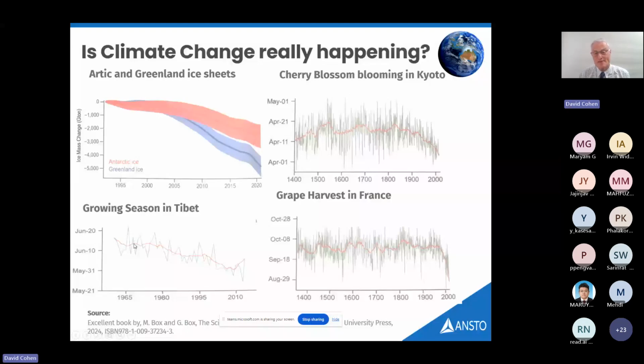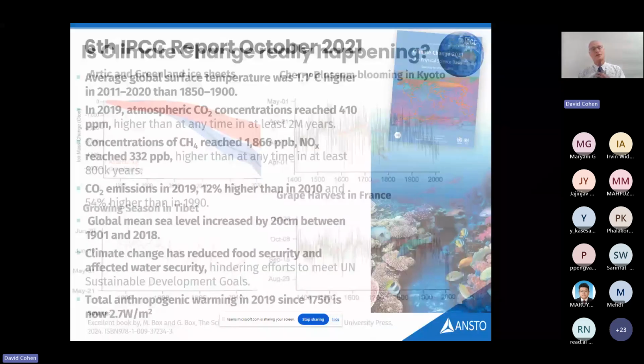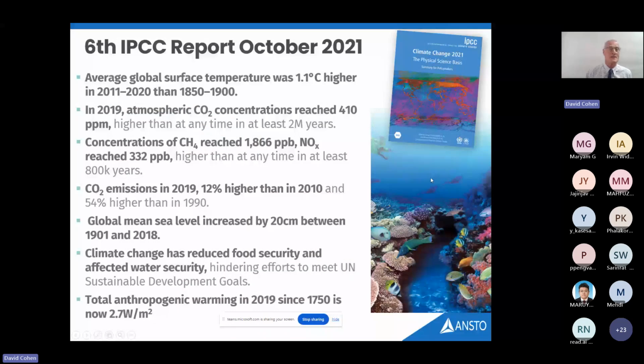And again, we've got the grape harvest in France. This again is another 600 years, and you can see that the variability here is quite low. We're looking at mid to late September, and now we've dropped right back into August with a nice drop. And again, it's in the last few hundred years. So that sort of backs up the whole temperature type changes and climate change that we all, the scientists, agree. And if you go to the IPCC, Intergovernmental Panel on Climate Change, you look at their report from 2021, the 6th report, and I've highlighted some of the things here that you see. The average global surface temperature was 1.1 degrees higher in 2011-20 than in 1850 to 1900.